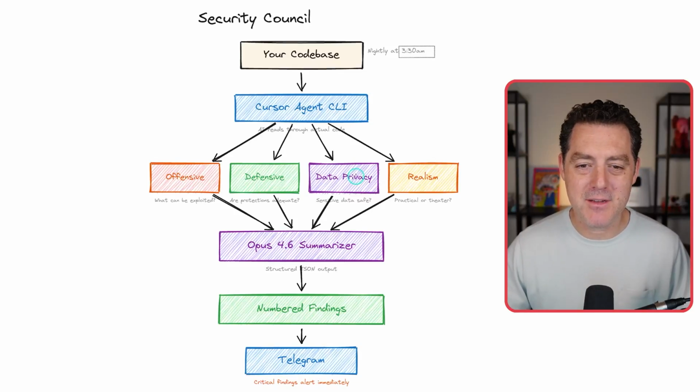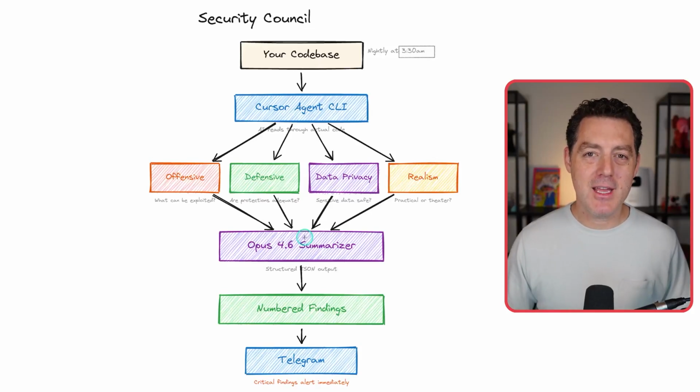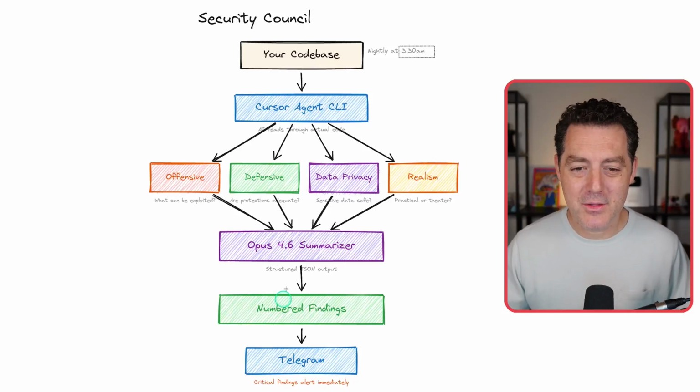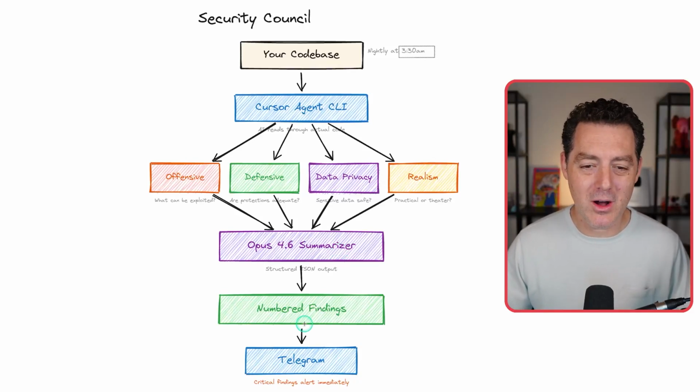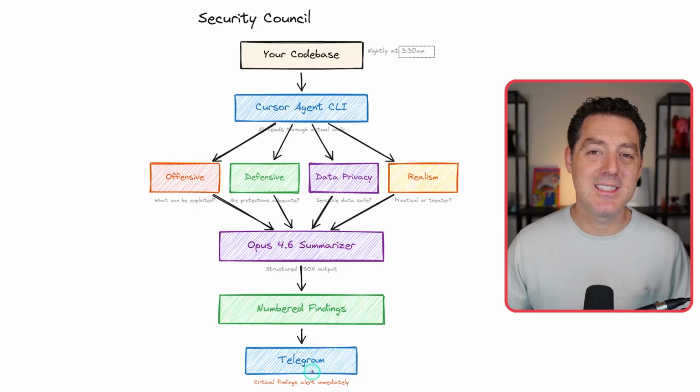So offensive, defensive, data privacy, and realism. They all go out, they look at every inch of my code base. They look at my commit history. They look at logs, error logs, everything, my data, and come up with a comprehensive set of recommendations to give me about security. So then Opus 4.6 summarizes all of it, numbers the findings, and sends it to Telegram.